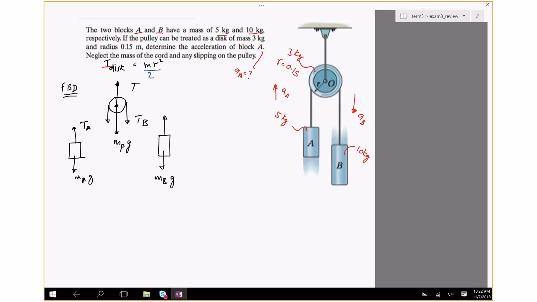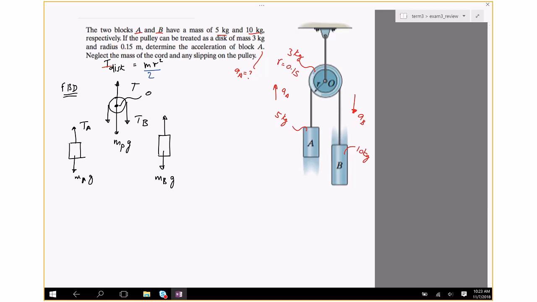However, what happens is when you try to solve for this system, you'll have to write equations for A, right? It'll be basically F equals ma in the y direction. You have to write F equals ma for B in the y direction. You'll have to write F equals ma in the y direction for the pulley, and you'll also have to use a moment equation, moment about the center point O. And so you'll be writing down 4 equations, and those 4 equations will help you to solve for AA, AB, and tension TA, TB, and of course capital T.